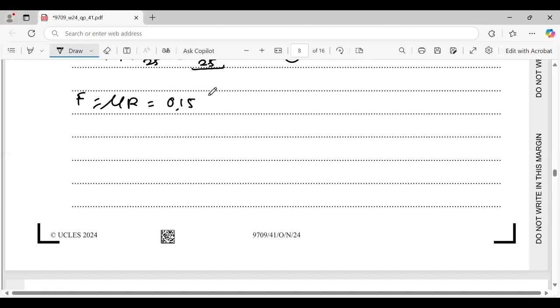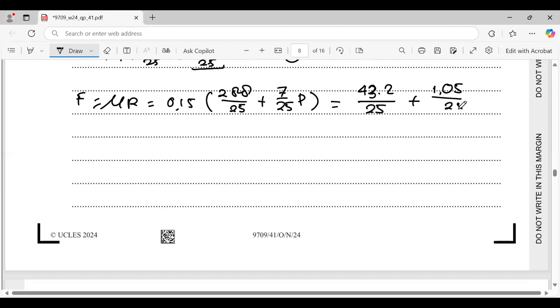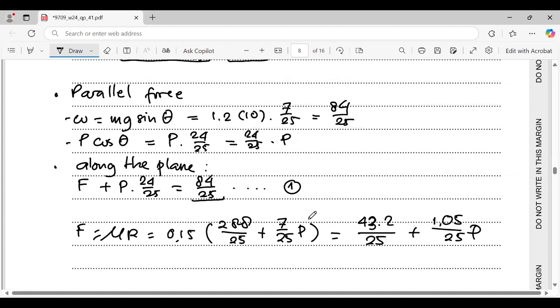Mu is 0.15 and R is 288/25 plus 7/25 P, and it equals 43.2/25 because 0.15 times 288/25, and 0.15 times 7, 1.05/25 P. And after that, substitute into this equation, this is F.